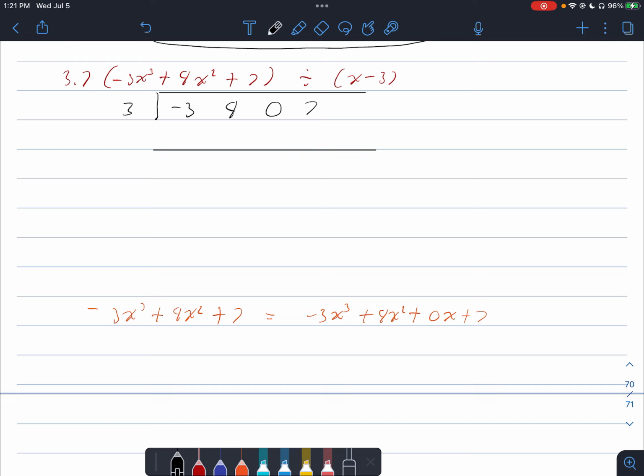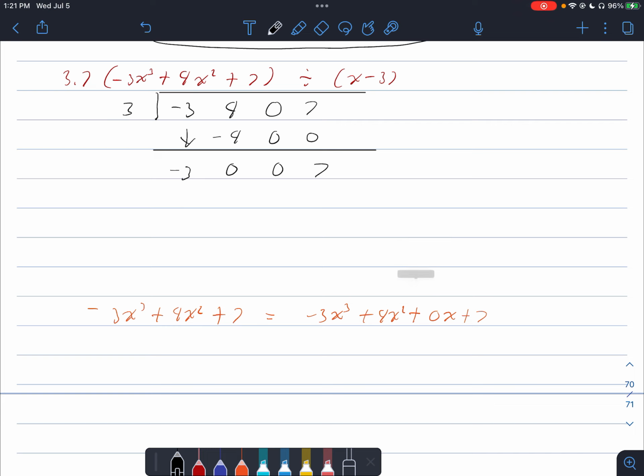So now we're going to go ahead and bring down this negative 3. So we'll have 3 times negative 3 is negative 9. 9 plus negative 9 is 0. 3 times 0 is 0. Okay, 0 plus 0 is 0. Okay, and then 3 times 0 is 0. 7 plus 0 is 7.